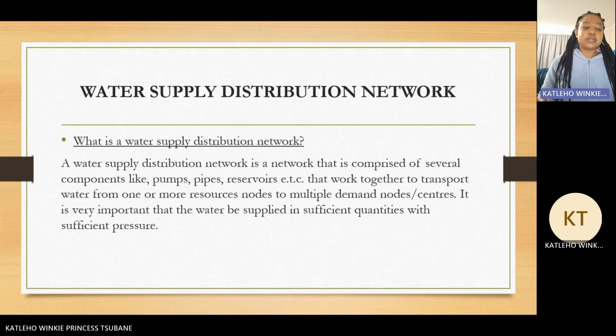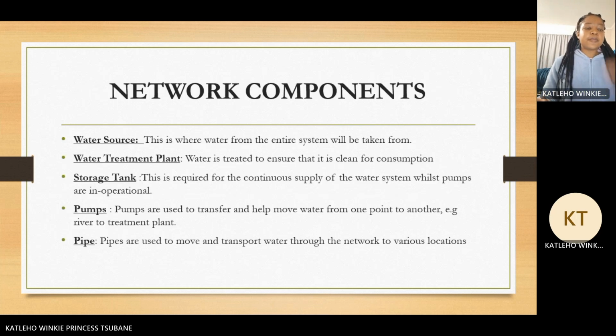Next slide, please. There are several network components that make up a full, complete water distribution supply network. These are our water source. This is where we'll get the water for the entire system. This can either be rain or a dam or a well, or in our instance, it is a river, the Nyangwe River.